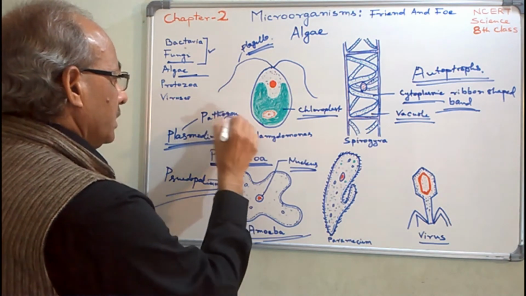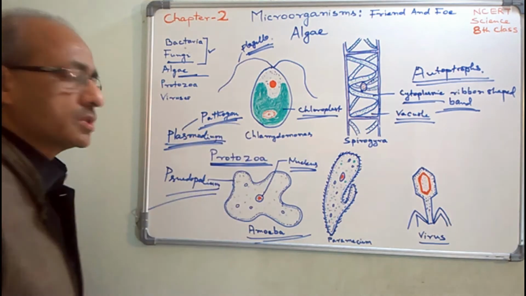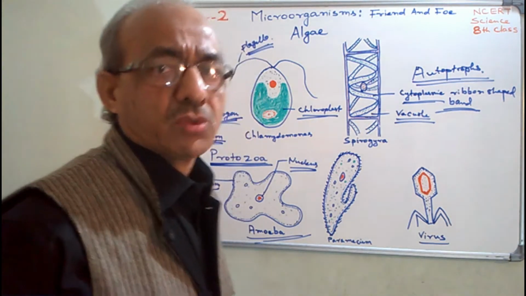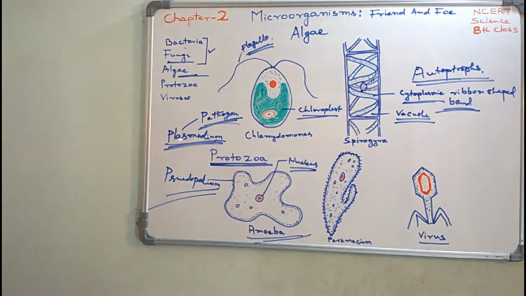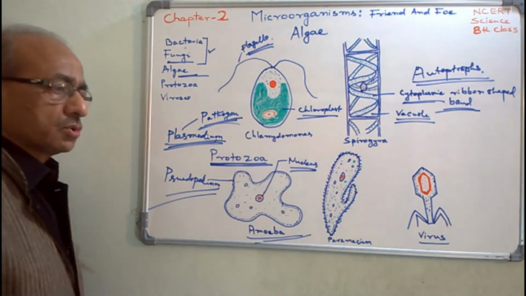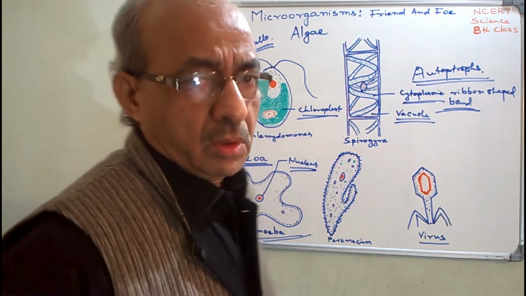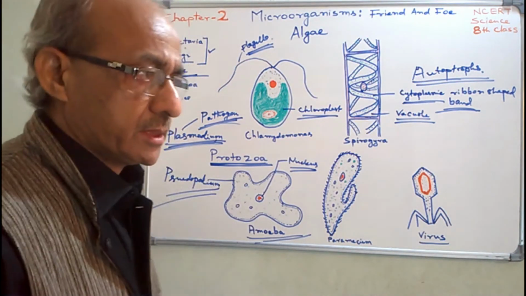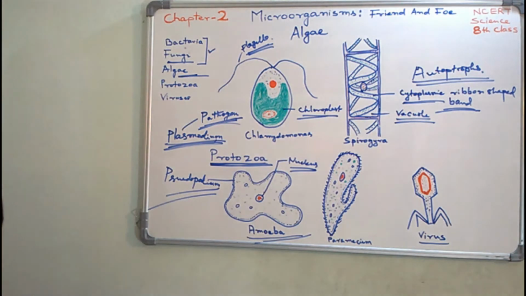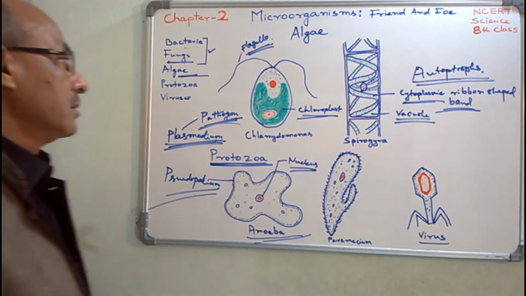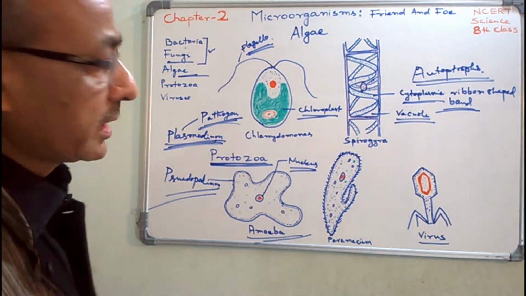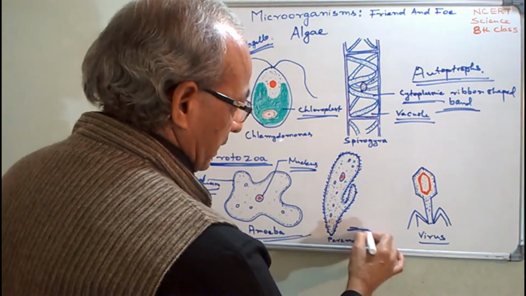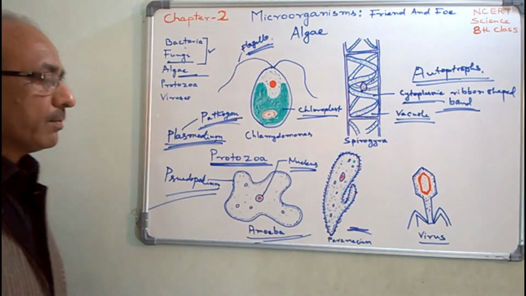pathogens. There may be a short question in the examination: what do you mean by pathogens? Just you note down, pathogens are those microorganisms which cause certain types of disease. In other words, you may say disease causing microorganisms are called pathogens. Clear? This is Paramecium, another example of protozoa.